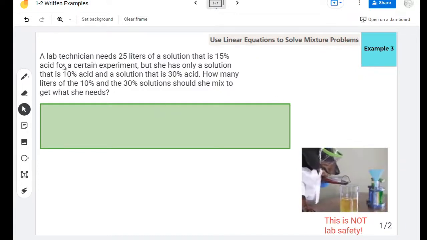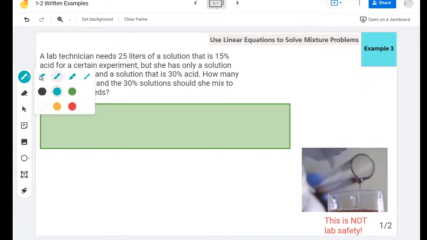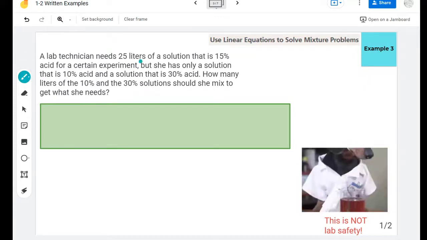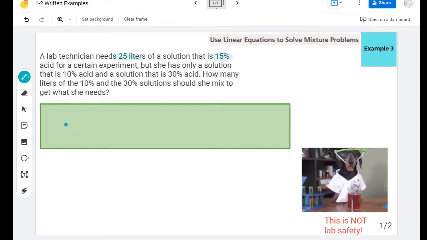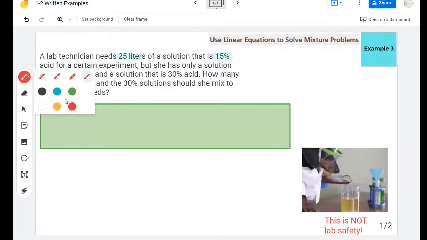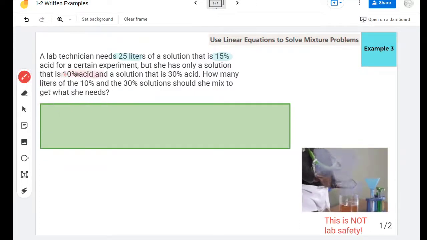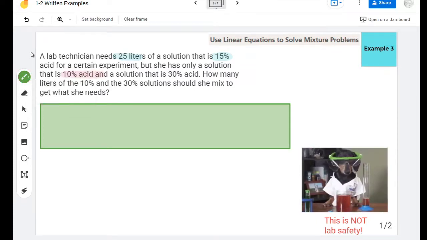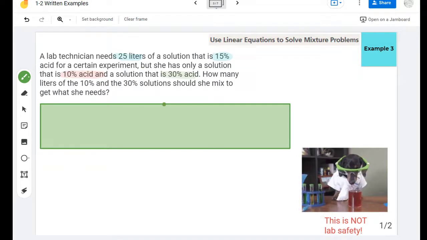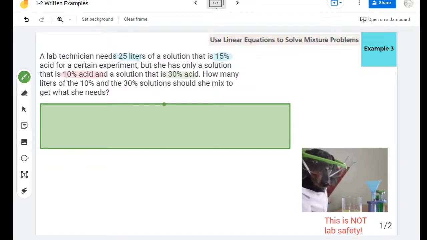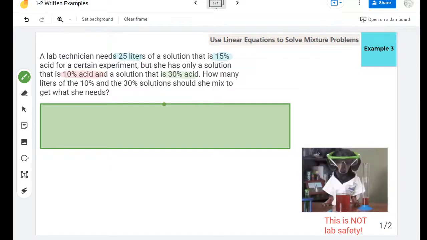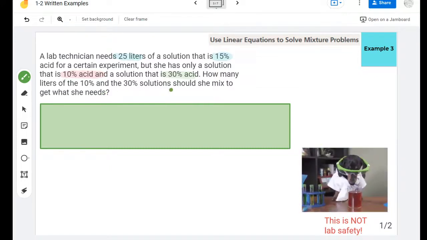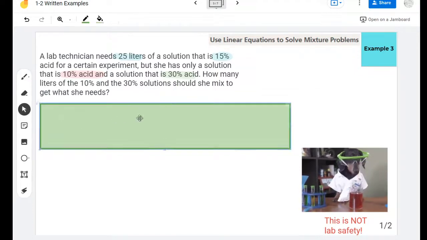So a lab technician needs 25 liters of a solution that is 15% acid for an experiment. Now her problem is that she only has a solution that's 10% acid and a solution that's 30% acid. So this lab technician is going to have to mix and match their acid solutions to try to get a 15% solution with 25 liters. So how many liters of the 10% and the 30% solutions should she mix to get what she needs?